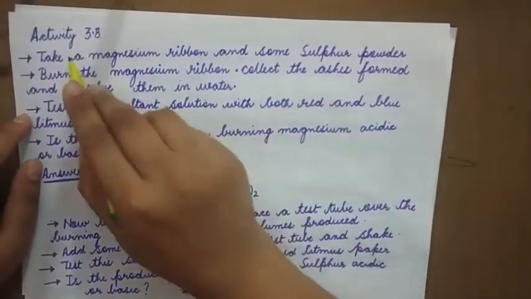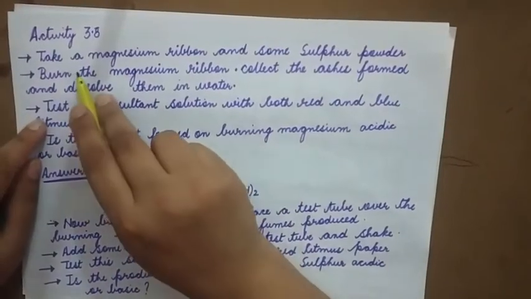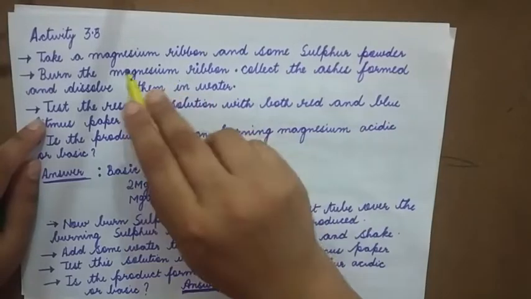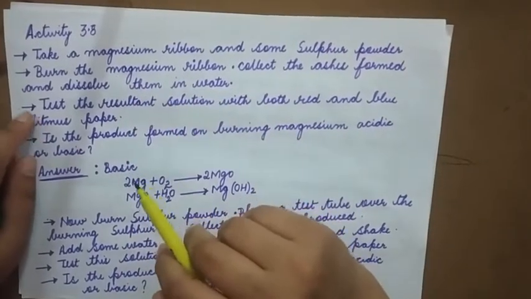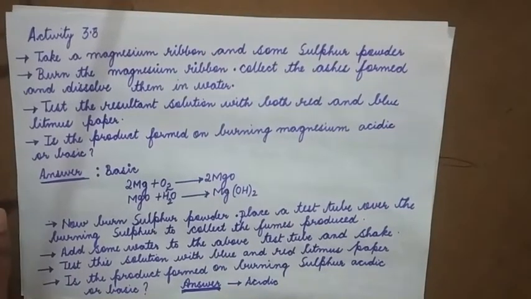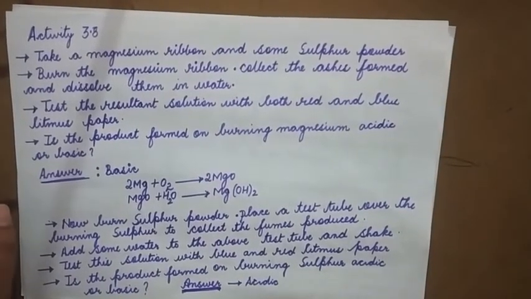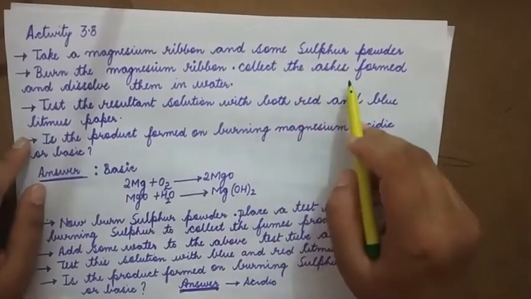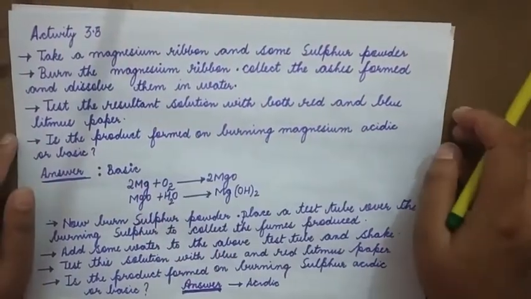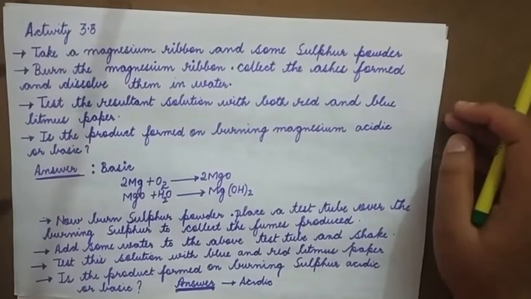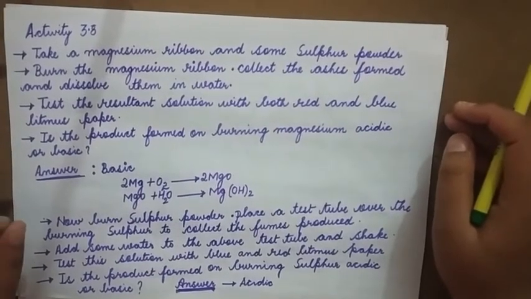Next, moving on to activity 3.8. Take a magnesium ribbon and some sulfur powder. Now burn the magnesium ribbon. We know magnesium reacts with oxygen, so it forms magnesium oxide. So the magnesium ribbon has a coating of magnesium oxide. So you're burning that ribbon, collect the ashes formed and then dissolve them in water. What will happen? The magnesium oxide, when dissolved in water, forms magnesium hydroxide.